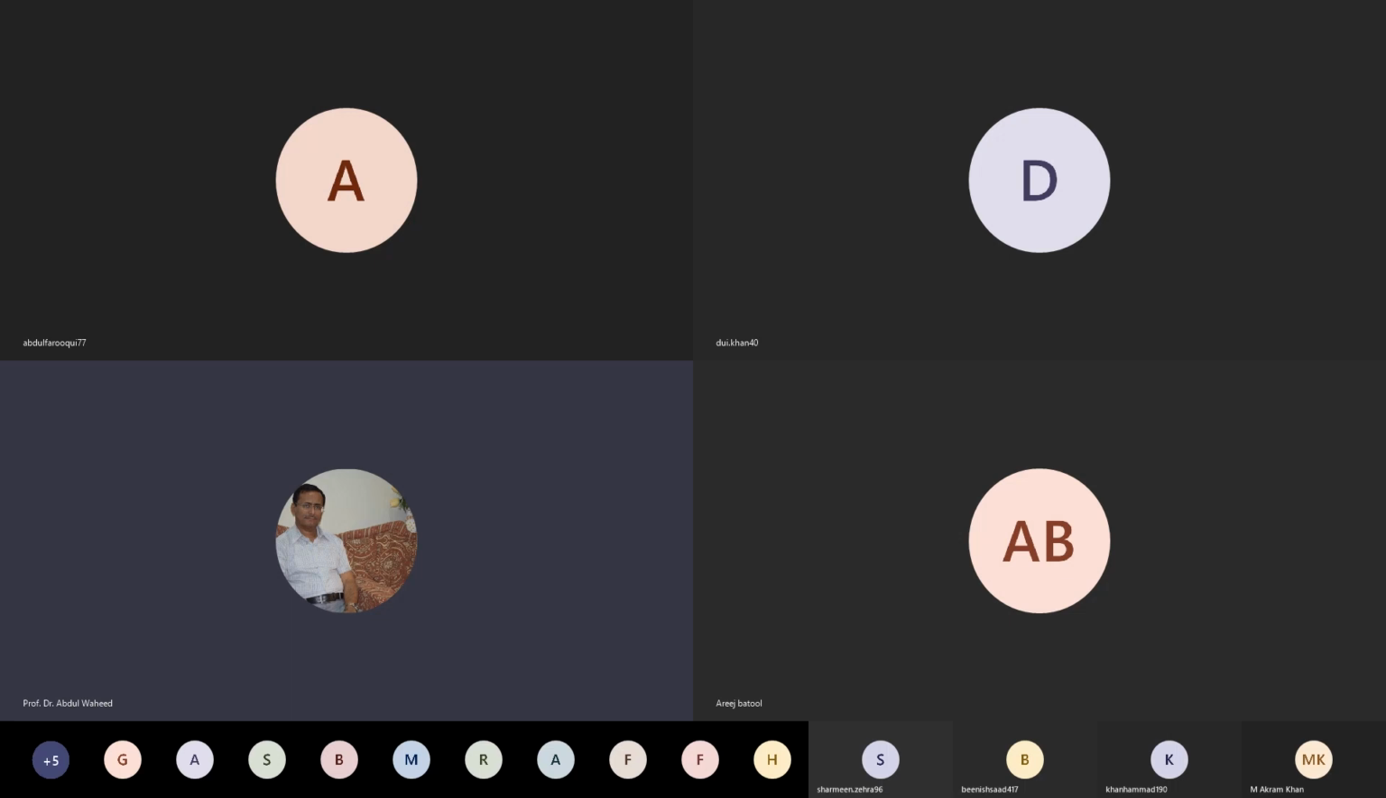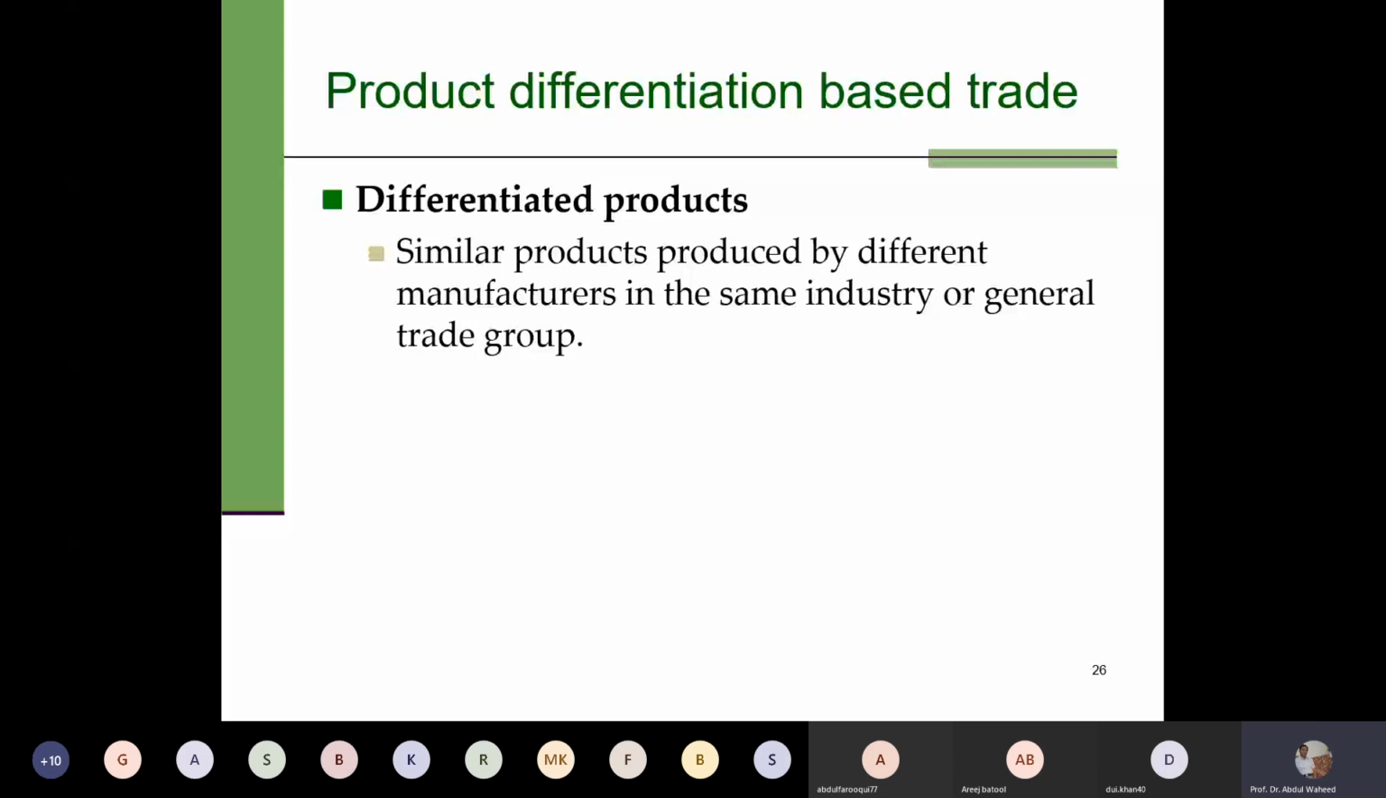Okay, we have to discuss the trade, which is based on product differentiation. Okay, so you see, products could be similar, that is, they could be homogeneous, or they could be different, differentiated. If you remember in your microeconomics, you studied different market structures. There was one market structure which was perfect competition, and in perfect competition, the product produced by different firms was similar or homogeneous.